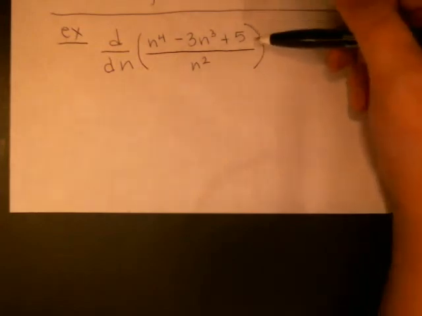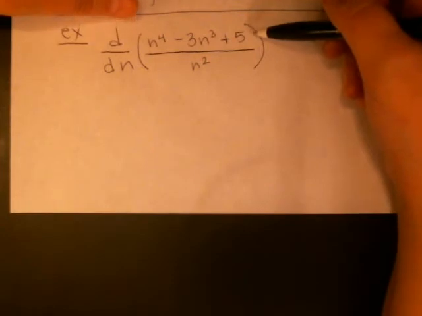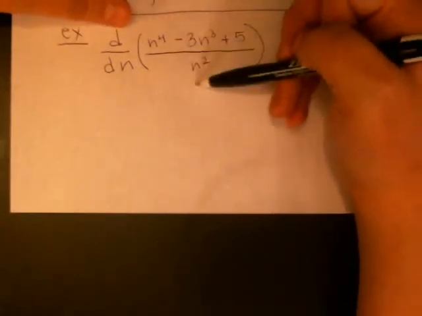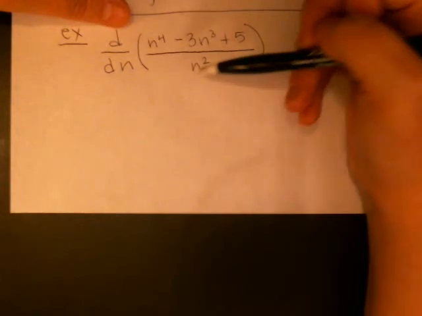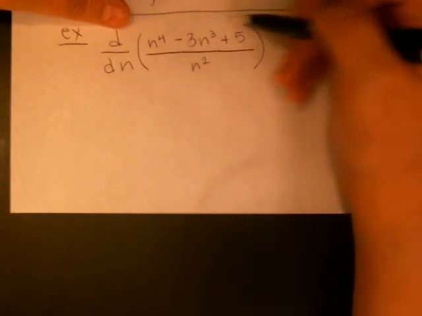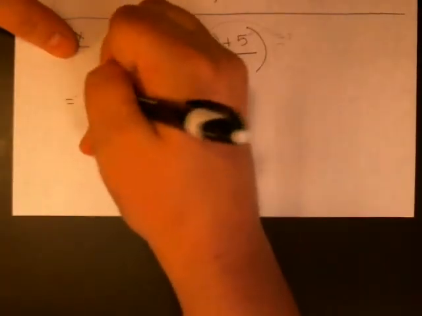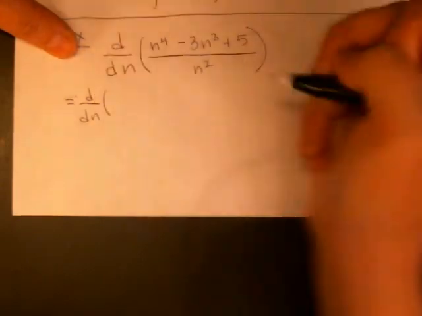We can't do that. So here, the way to do it, and there's two ways to look at this, is to just divide the n squared into each of these terms. If it looks better to you, you can make this n to the negative 2 and distribute it in. That has the exact same result. So however you like to picture that. So we're not taking the derivative yet. I'm going to leave it there.